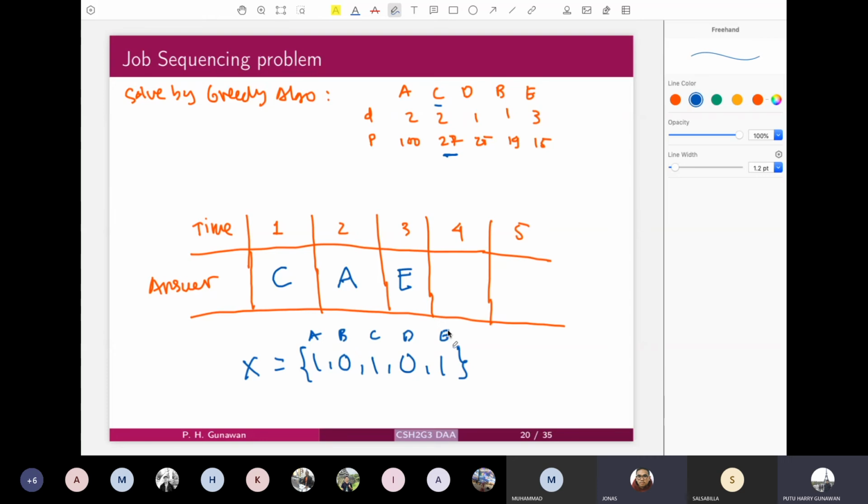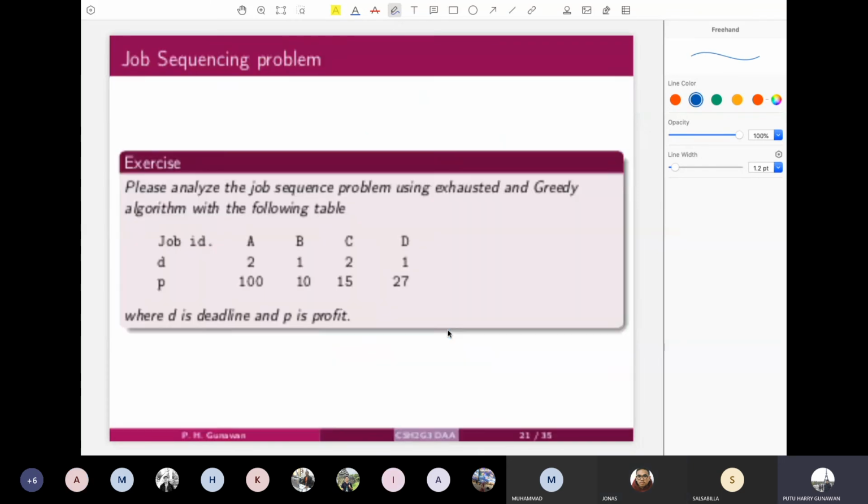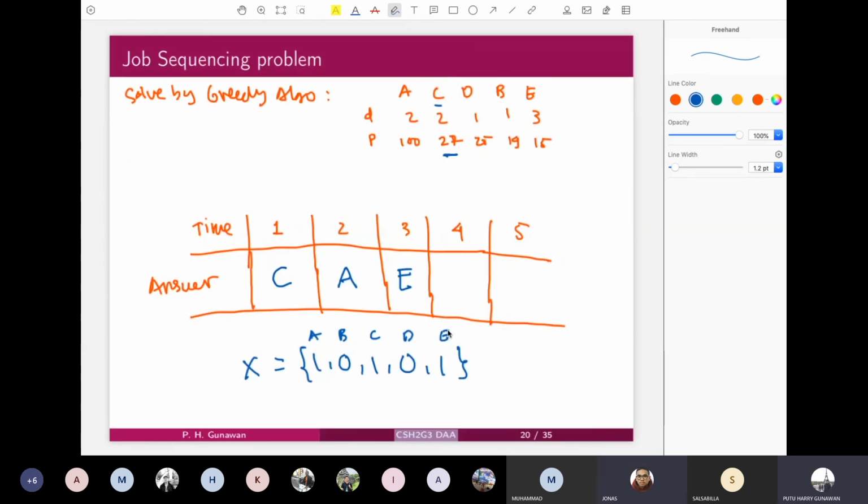If you don't have a question, then maybe solve this problem. This is an example. Find the greedy algorithm to solve this one. And going back here, is it an optimal solution or not?